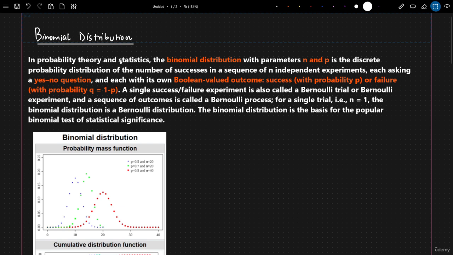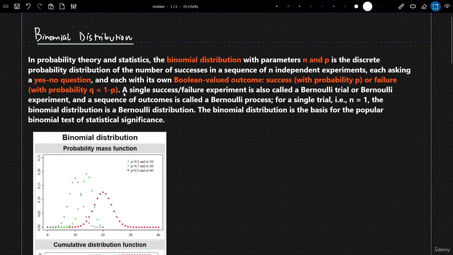So over here, in probability theory and statistics, the binomial distribution with parameters n and p. Okay, there are two important parameters, n and p. It's a discrete probability distribution of the number of successes in a sequence of n independent experiments, each asking a yes or no question. Each with its own Boolean valued outcome: success with a probability p or a failure with a probability q, which is equal to 1 minus p.